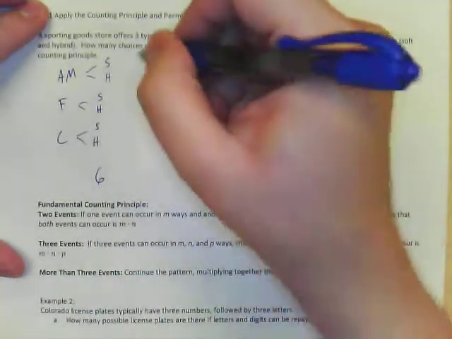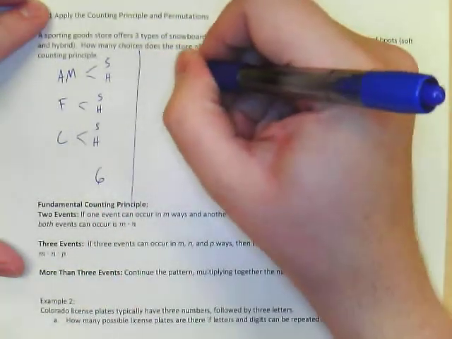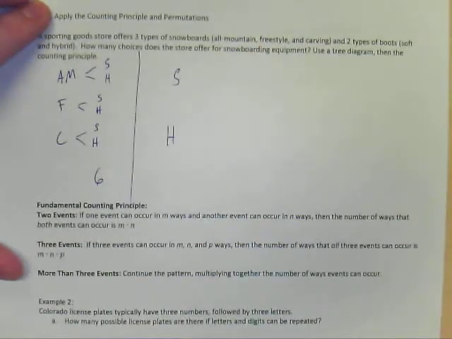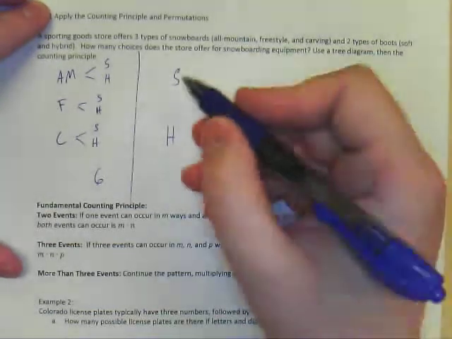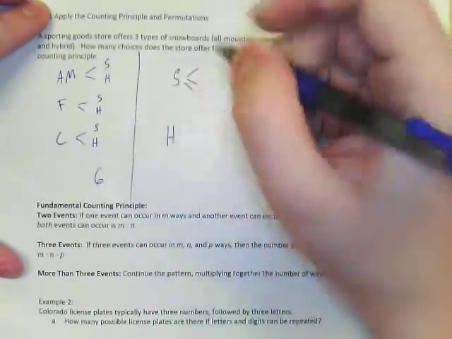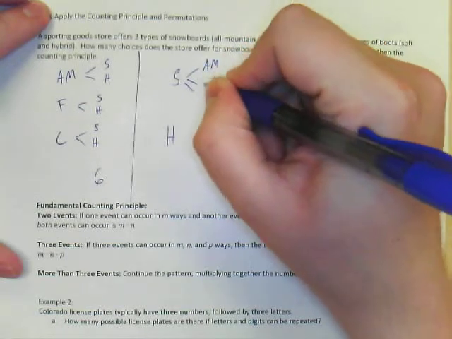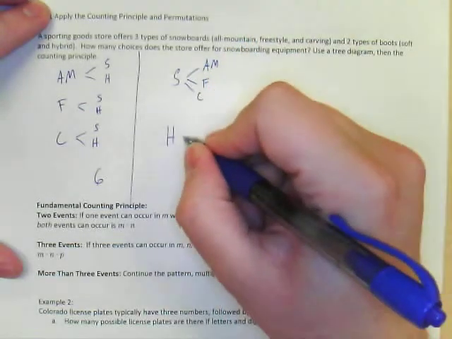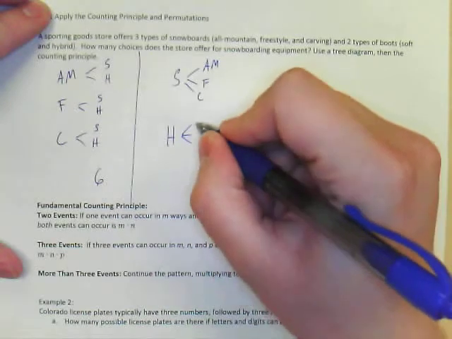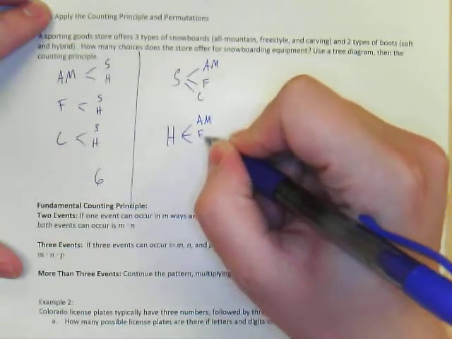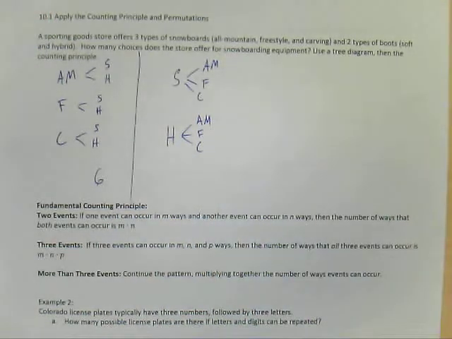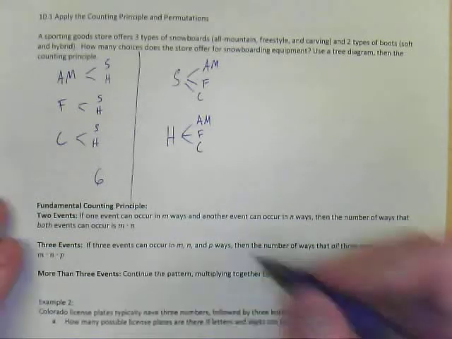Now we could switch this around. We could say, well, we've got two options for the boots, soft or hybrid, and for each one of those that we pick, there's three options for board. So if we choose soft boots, we could have either all mountain, freestyle, or carving. And if we choose hybrid, we could have either all mountain, freestyle, or carving. And again, we have 6 options, whichever way you do it.